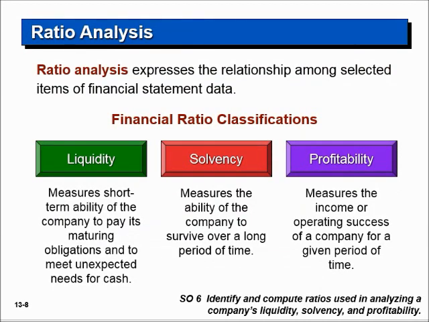And now we have ratio analysis. Ratio analysis is what we've been doing all along, these ratios throughout the semester. And we can classify ratio calculations into three different kinds. We have liquidity, we have solvency, and we have profitability. Three different types of ratios: liquidity ratios, solvency ratios, and profitability ratios.